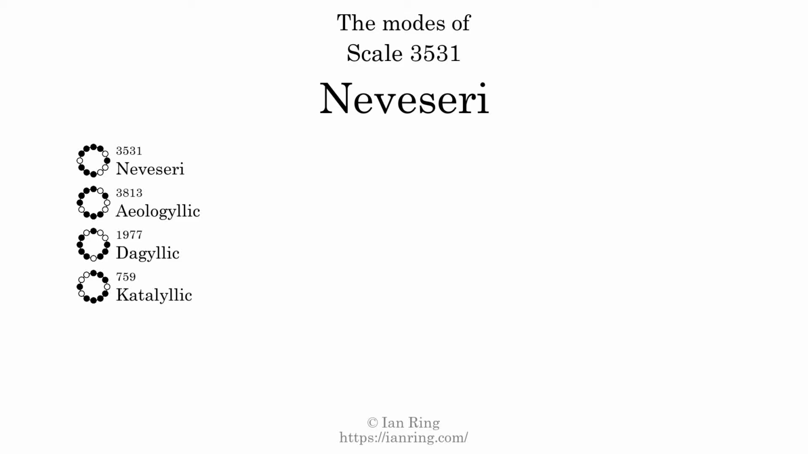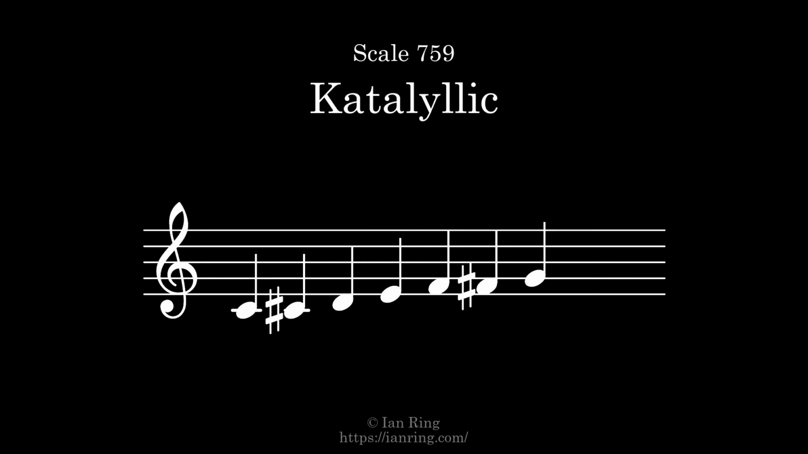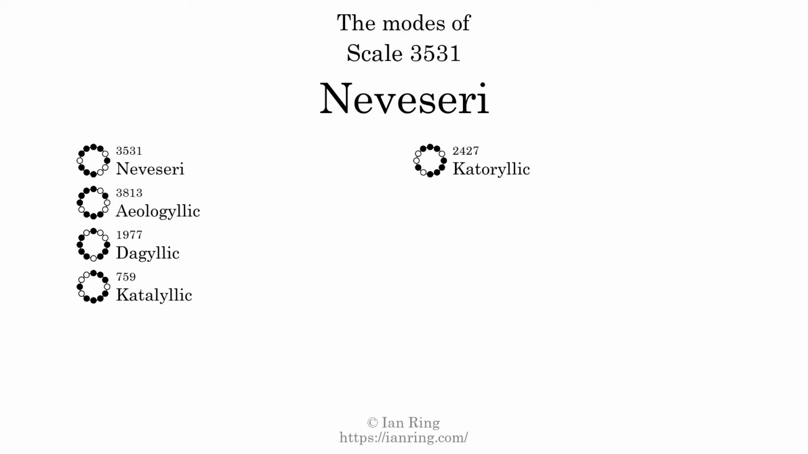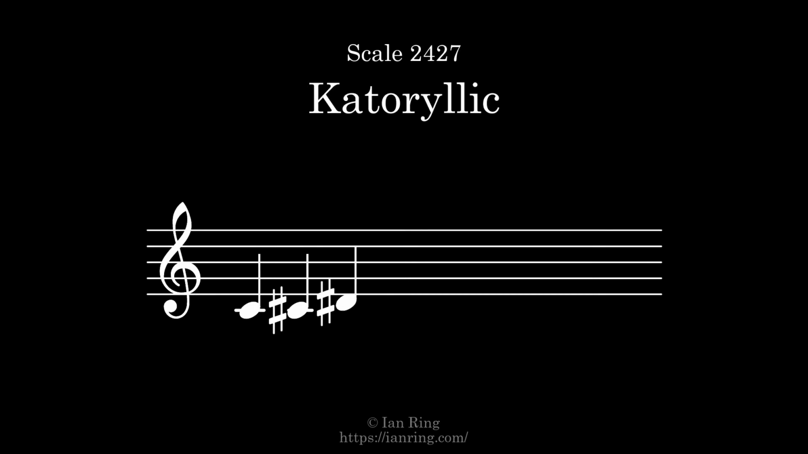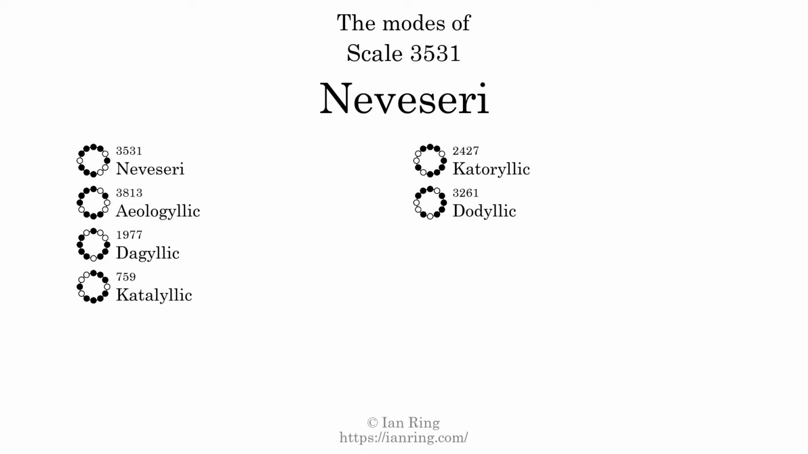The fourth mode is scale 759, also known as catalytic. It sounds like this. The fifth mode is scale 2427, also known as catarrhilic. It sounds like this. The sixth mode is scale 3261, also known as didyllic. It sounds like this.